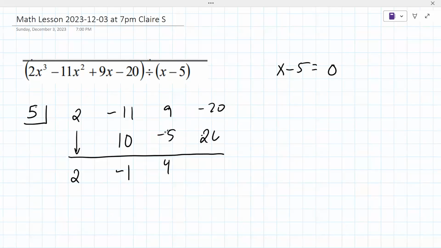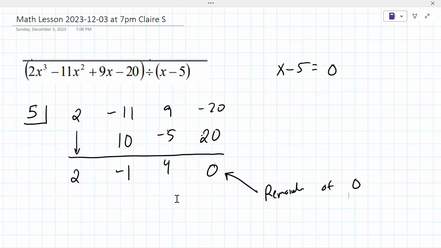So it would be 2x squared. No, what did you get in the last position here? Because that's important. We want zero. So when you get a remainder of zero, that means that the factor worked perfectly.